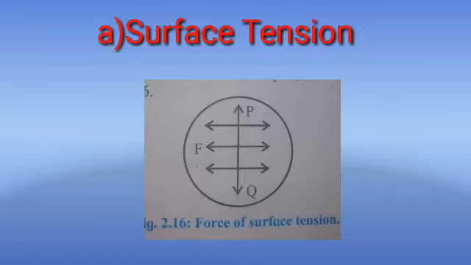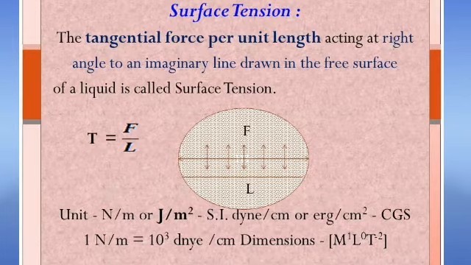Consider a line PQ of length L drawn tangential to the free surface of a liquid, as shown in the figure. All the molecules on this line experience equal and opposite force tangential to the surface. This force per unit length is the surface tension. From this point of view, the surface tension is defined as the tangential force per unit length acting at right angle to an imaginary line drawn in the free surface of the liquid.